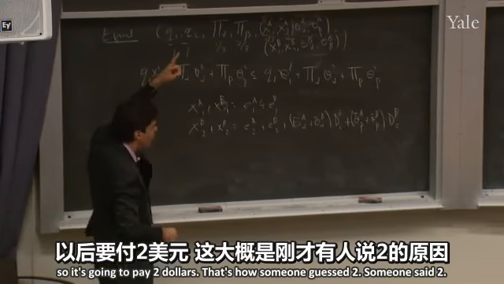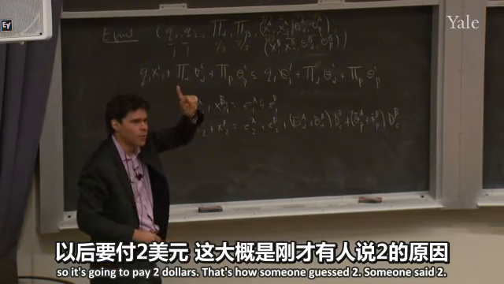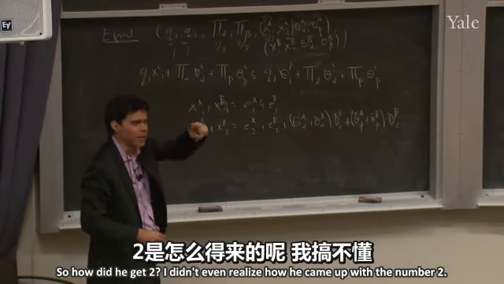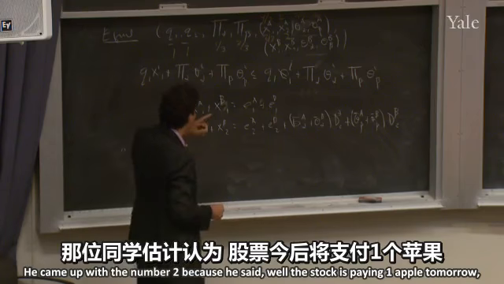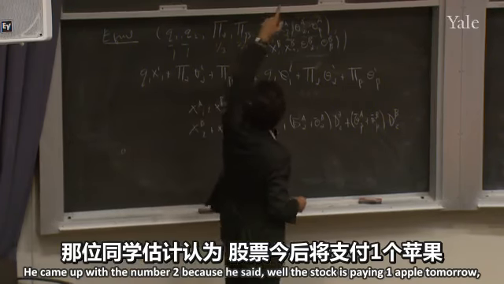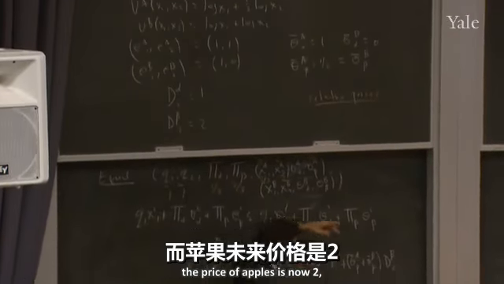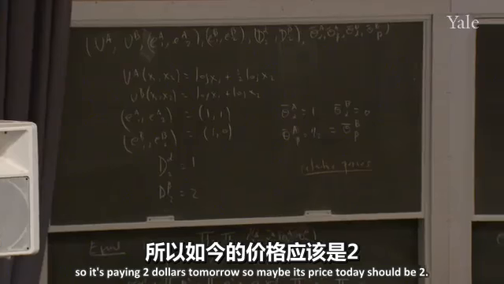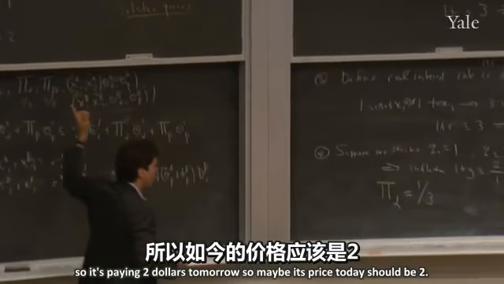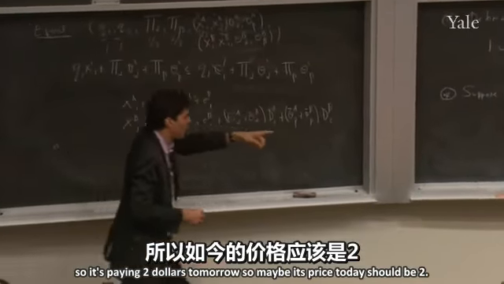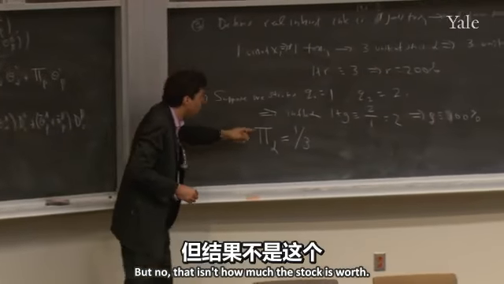so it's going to pay $2. That's how someone guessed 2. Okay, so how did he get 2? He came up with the number 2 because he said, well, the stock is paying 1 apple tomorrow. The price of apples is now 2, so it's paying $2 tomorrow. So maybe it should be worth $2. Its price today should be 2. But no, that isn't how much the stock is worth.